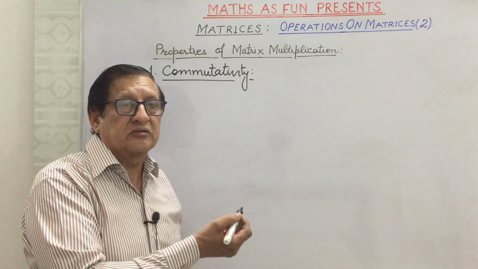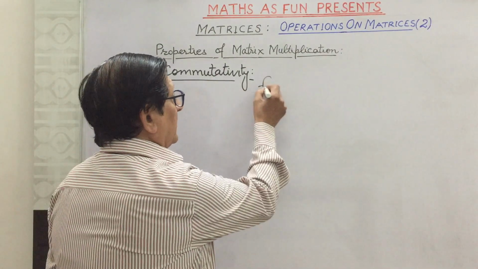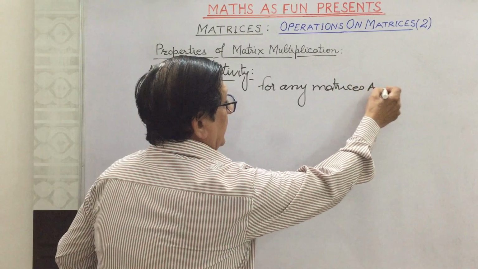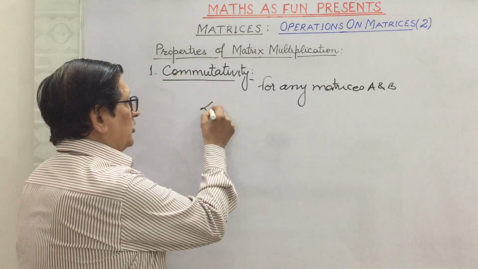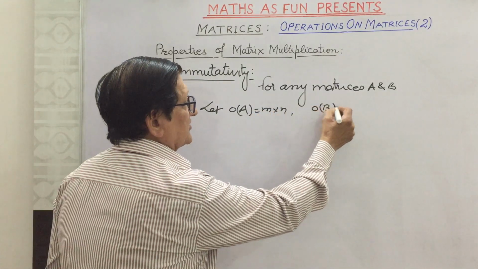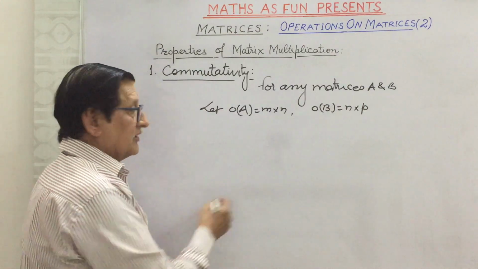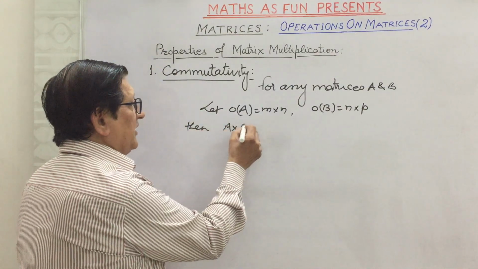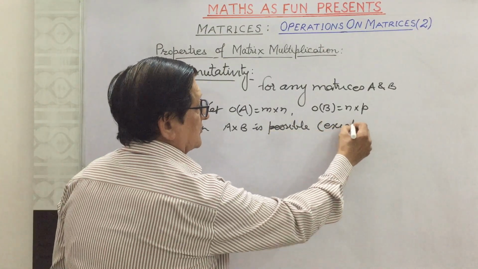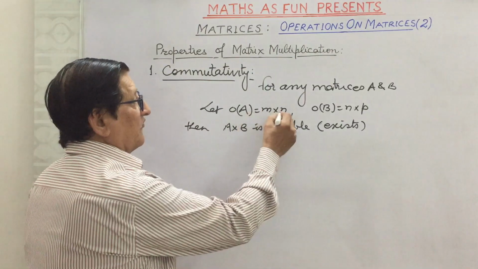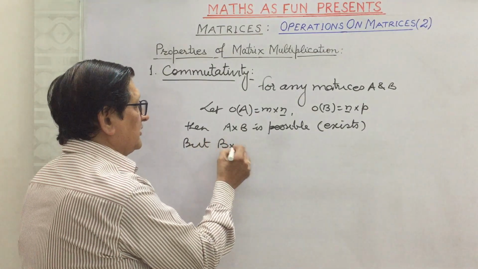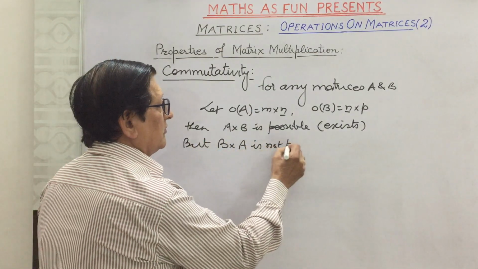If we have any two matrices A and B, suppose the order of A is m into n and order of B is n into p, then A into B is possible. It means this exists because the number of columns in A is the same as the number of rows in B. But B into A is not possible.